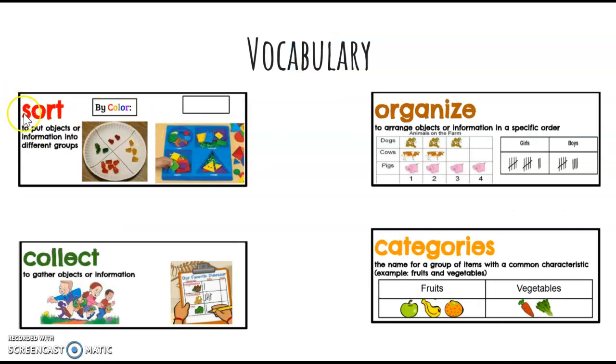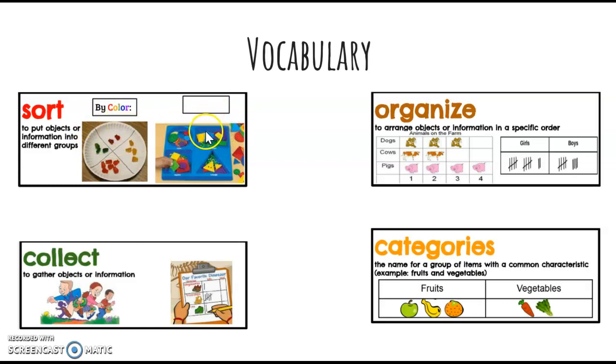Vocabulary. So our first vocabulary word is sort. Can you say sort? And sort means to put objects or information into different groups. And if you look in this group right here, they sorted gummy bears, okay? They sorted the objects in different groups, and they sorted it by color. If you notice, they have the yellow ones here, they have the orange ones here, they have all the green here, and they have the red here, okay?